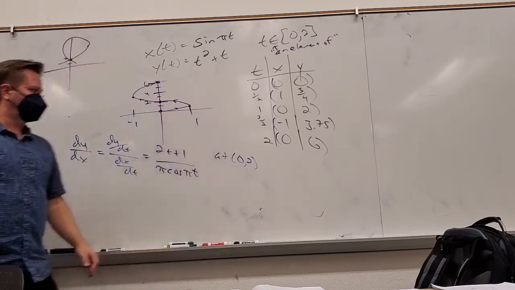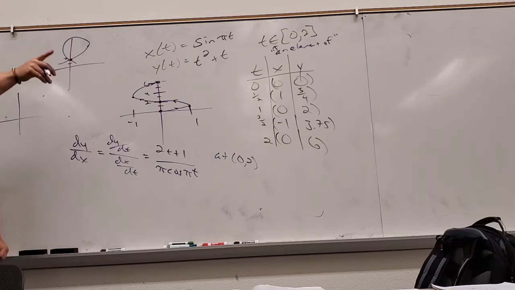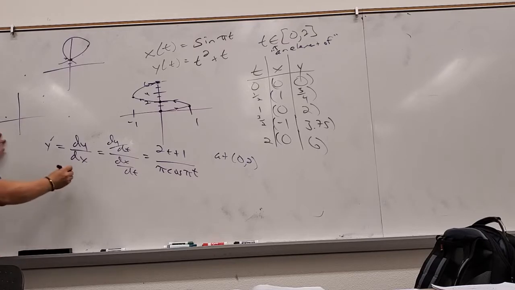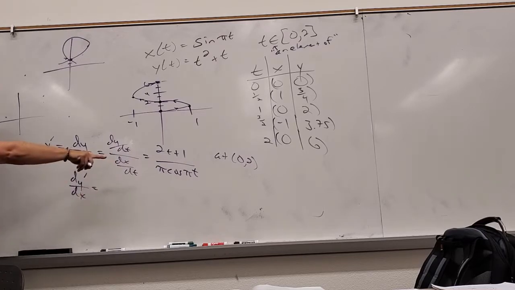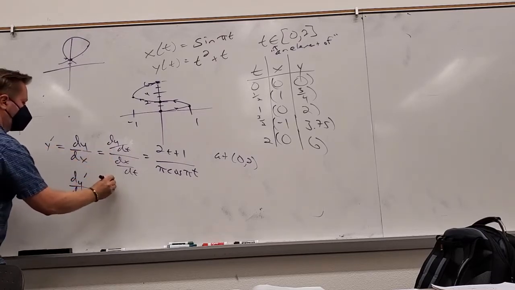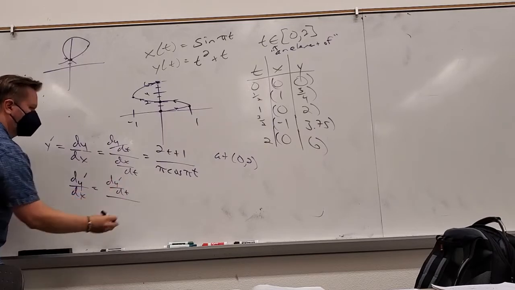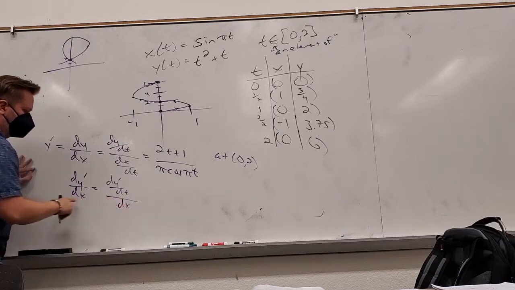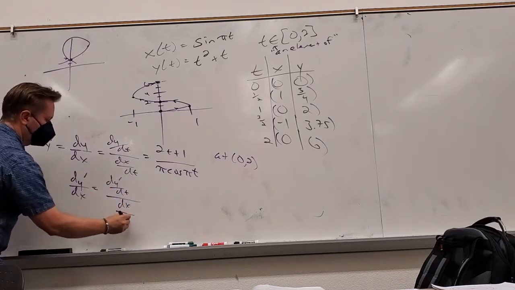So, JJ, you wanted to talk about the second derivative. Watch this, this is really cool. Isn't this just y prime? Isn't the second derivative just the derivative of the first derivative? So how do I do dy prime dx when I do the same exact thing? Wouldn't that be dy prime dt over dx dt? Is everybody cool?